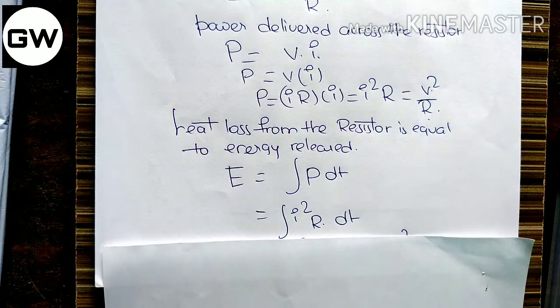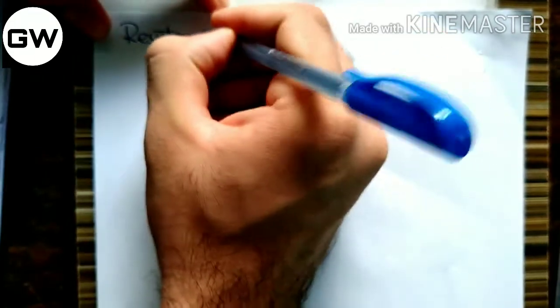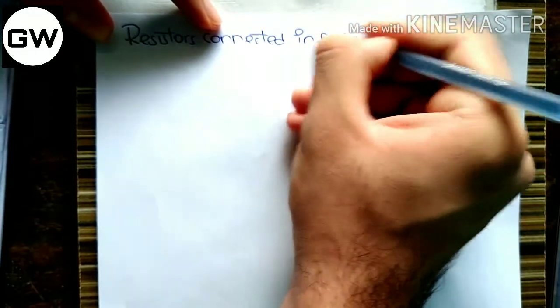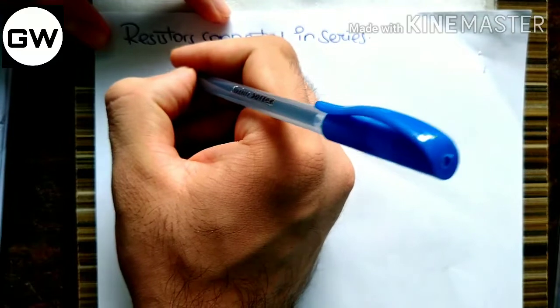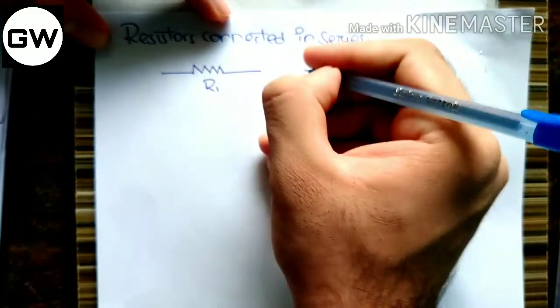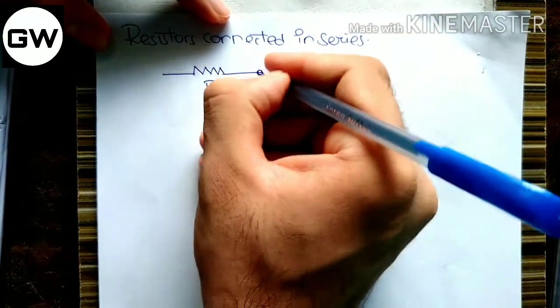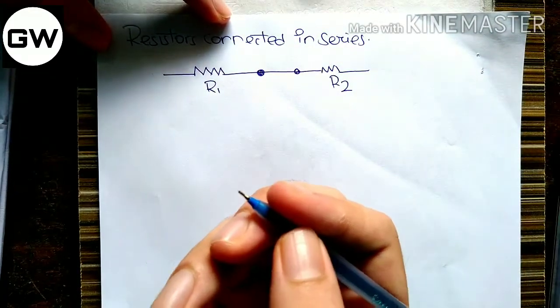Now we'll be discussing the resistors connected in series and parallel as well. So, resistors connected in series. How to identify whether the resistors are connected in series or parallel? For example, consider a resistor R1 and another resistor R2. If the end of the first resistor is connected to the start of the second resistor, then they are said to be in series connection.